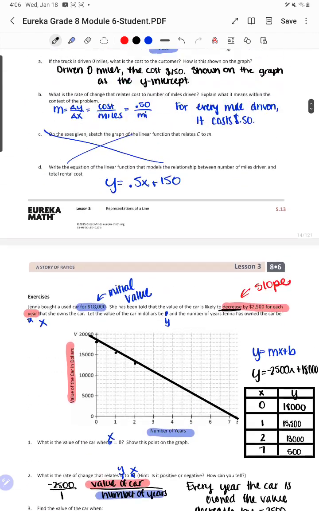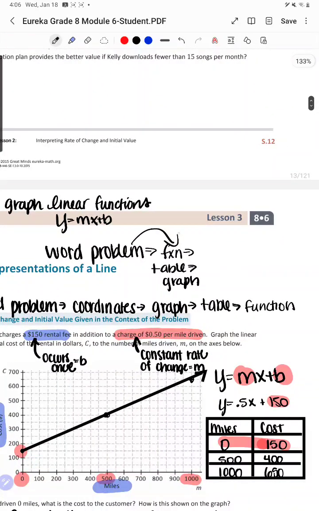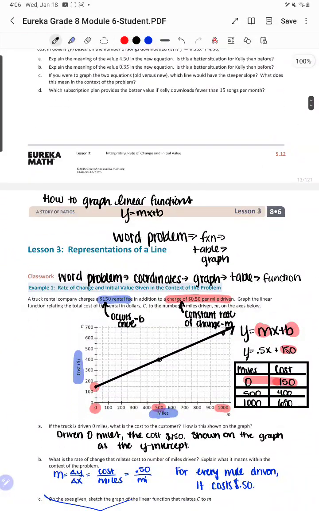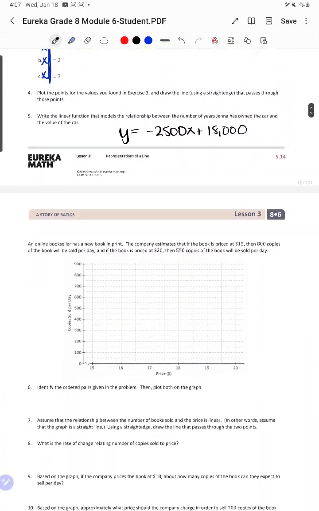All right, now if you remember way back in the beginning, we talked about how we were going to go word problem to function to table to graph, which we did, right? We did that with the first two problems. Then I told you that there was going to be one problem where we went word problem to coordinates to graph to table to function. So we're going to do that one right now. So we're taking a little bit of a turn.